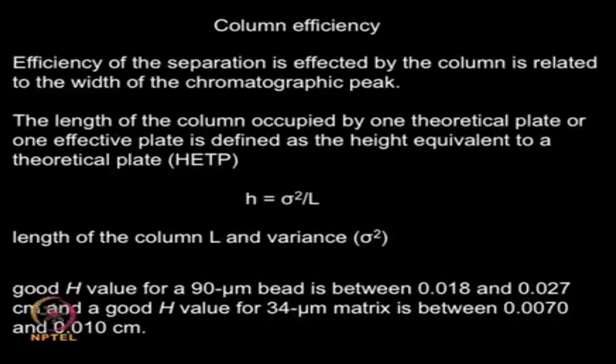So there is a term called the height equivalent of a theoretical plate, and it is given by the formula H is equal to sigma square by L, where L is the length of the column and sigma square is the variance. Generally a good H value for a 90 micron bead is between 0.018 to 0.027 centimeter. A good H value for a 34 micron matrix is between 0.007 and 0.01. Ideally, we would like the height to be very small. That means if your sigma square is very small, the height of a theoretical plate also will be very small. So all these factors determine the efficiency of the column.